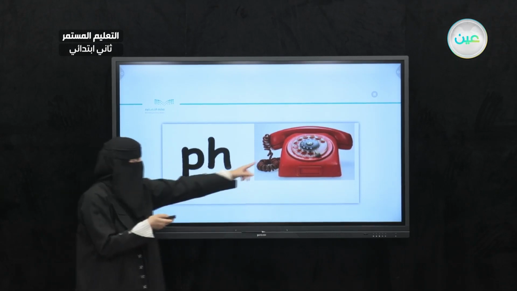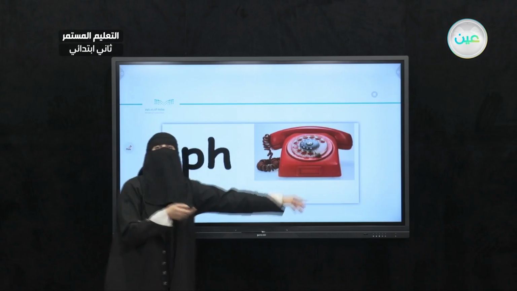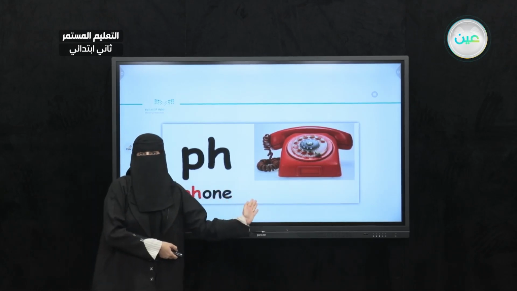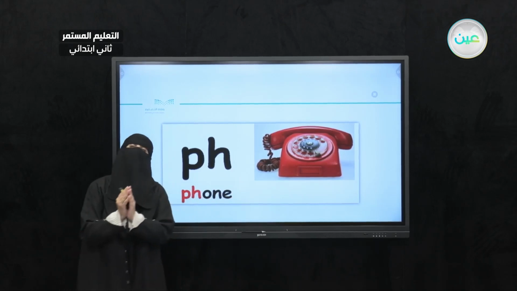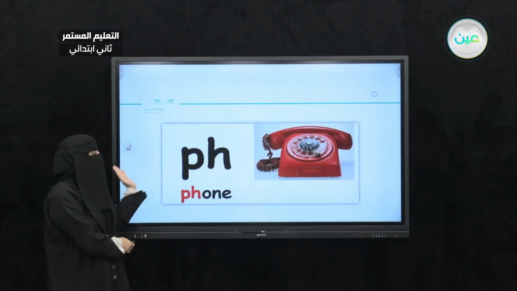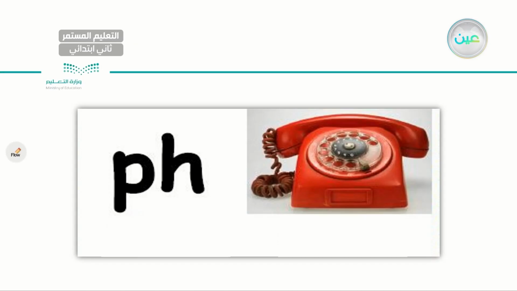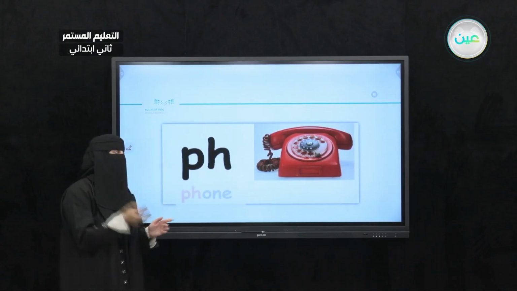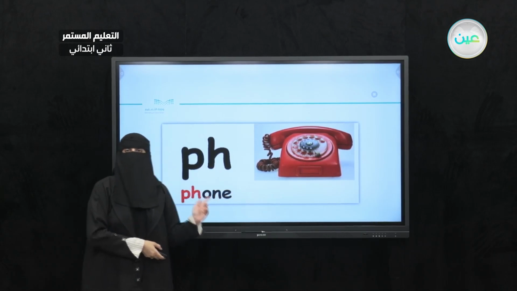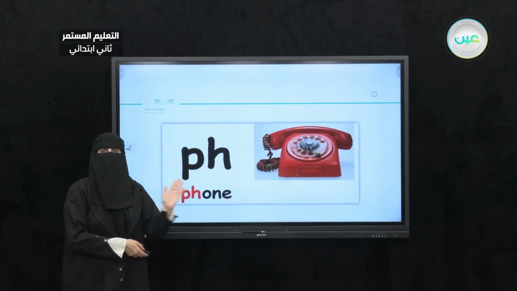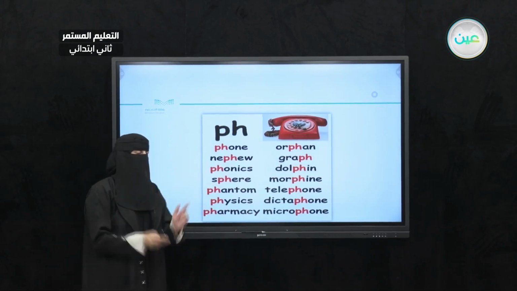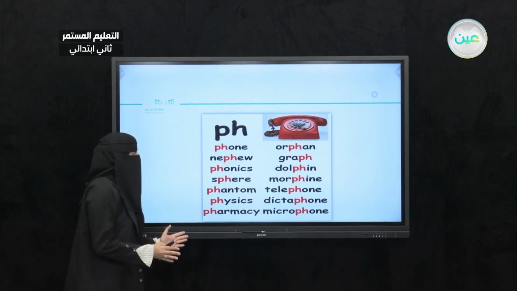If you can pronounce the word here, I have a picture of what? I have a picture of a phone. So if I have P with H, the phone. The sound here is f. So again, here I have P with H. They come together. I have the word phone. Now, let's have different kinds of phonics here. P with H, phone.